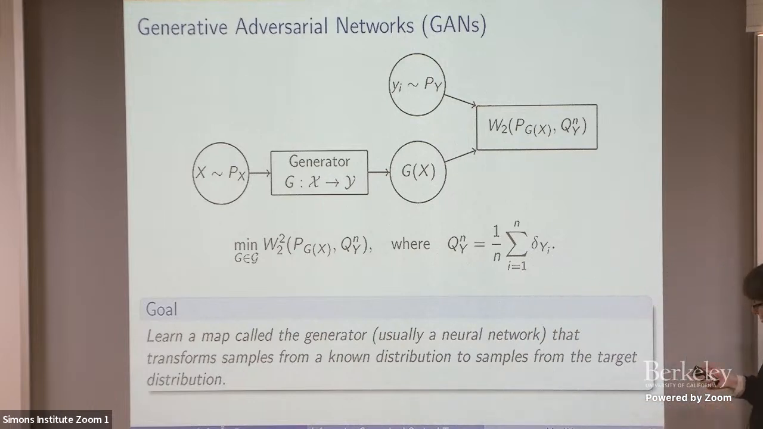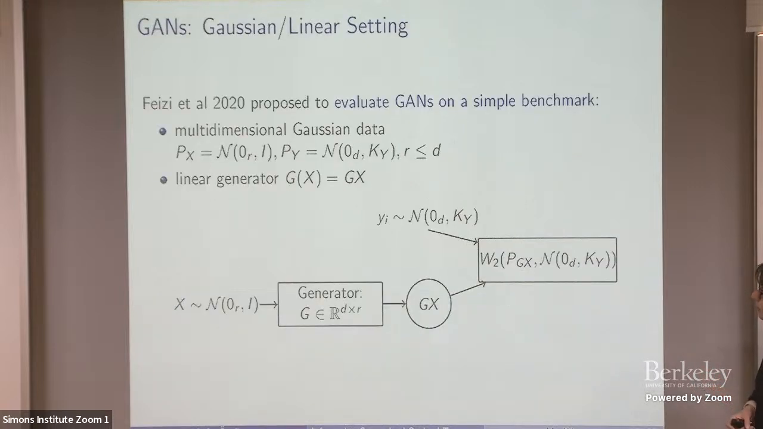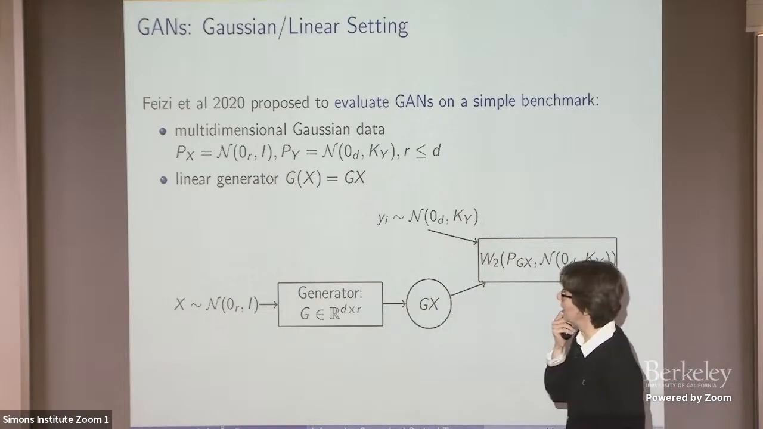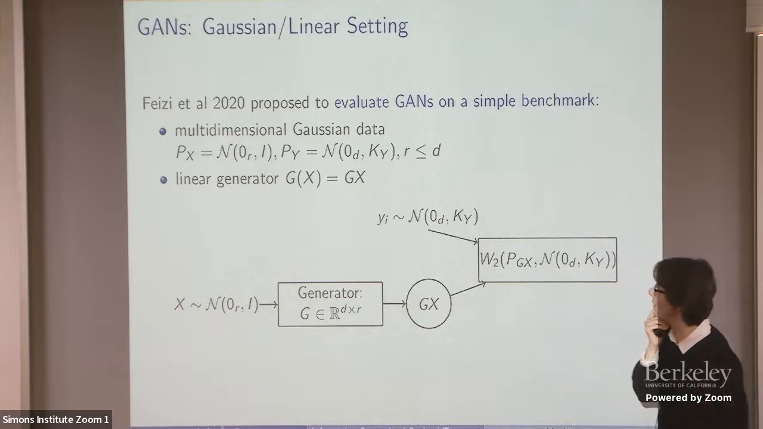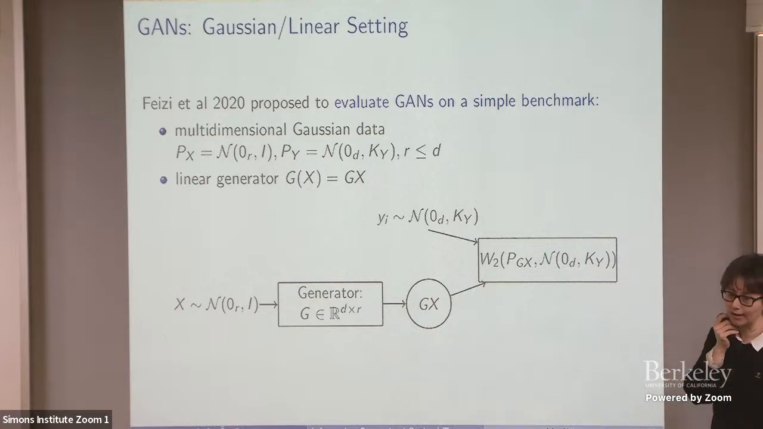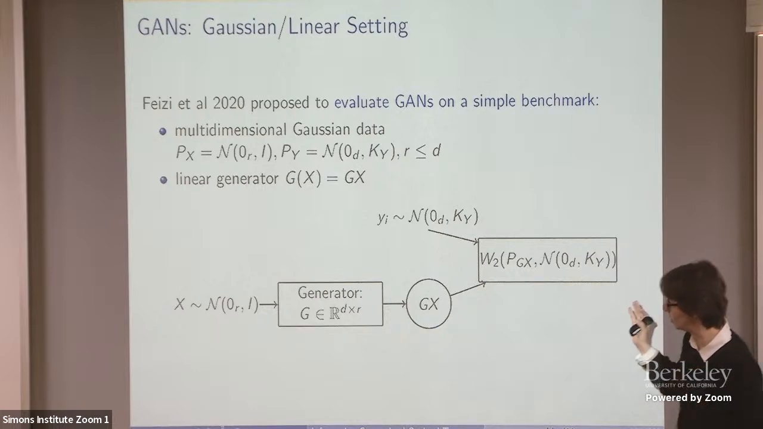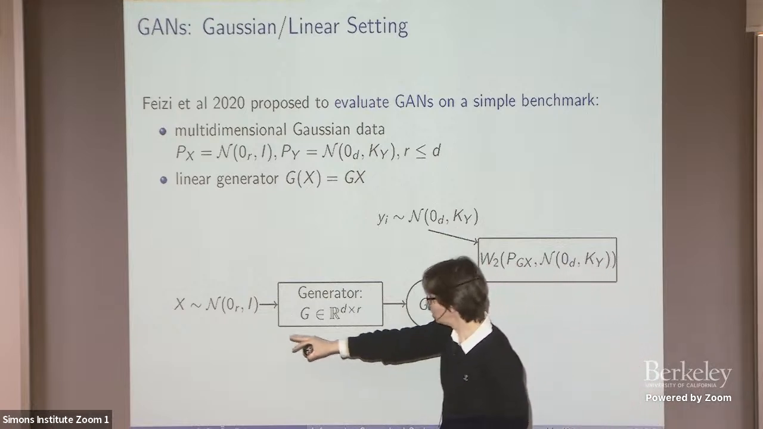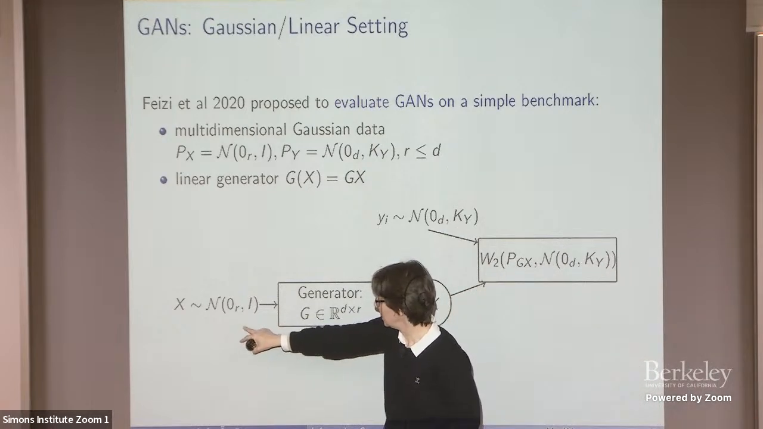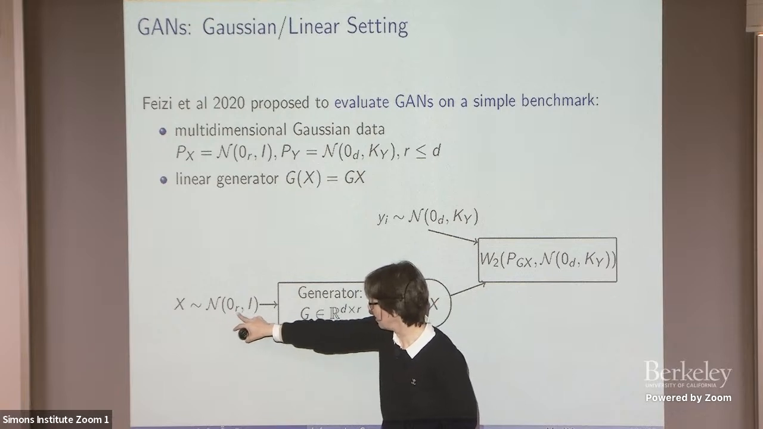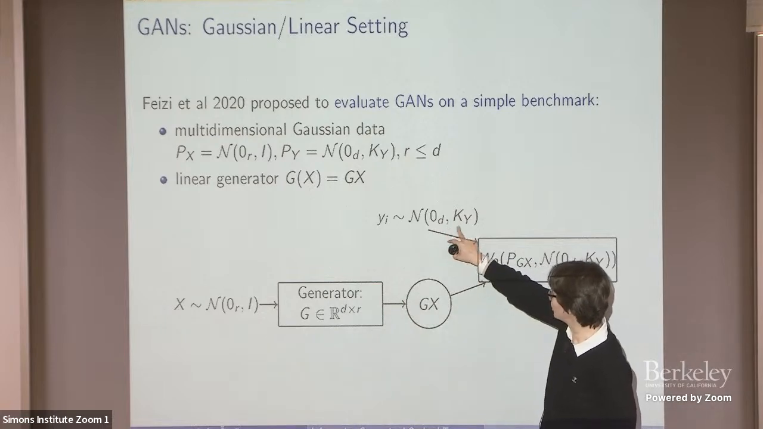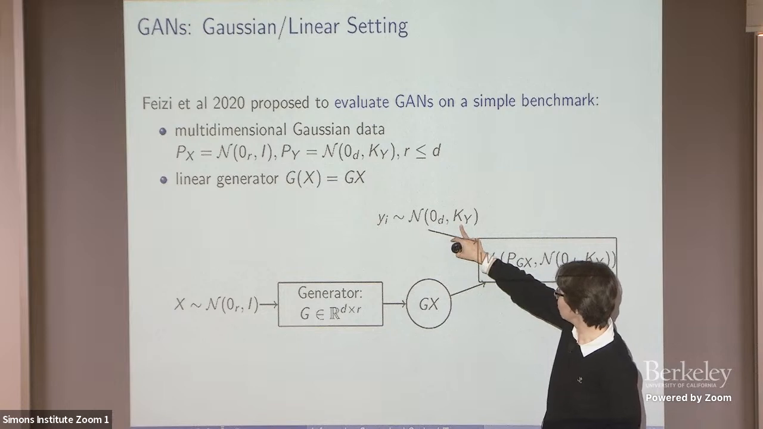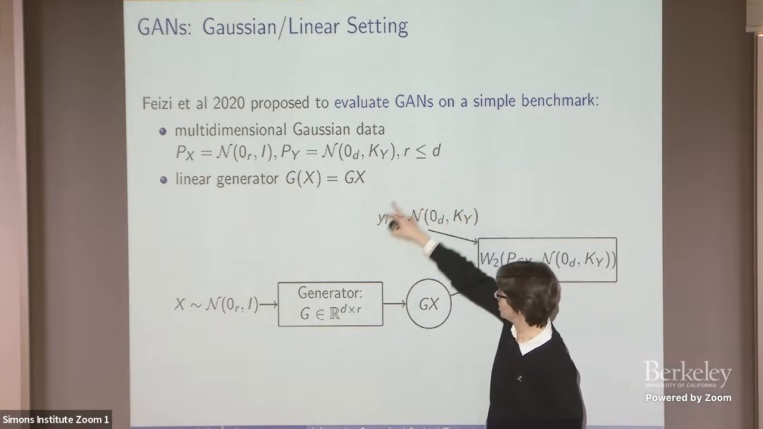To get some insight on some of these problems, there was a paper by one of my colleagues' groups, David Tse at Stanford, and his students a couple of years ago, where they proposed to evaluate GANs on a very simple benchmark. This is the Gaussian linear setting, where the input distribution is Gaussian, zero mean, identity covariance, dimension R small. The target distribution is also Gaussian, zero mean, covariance KY, and the dimension D is now larger than R.